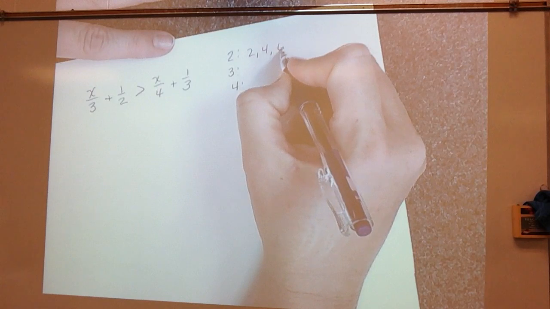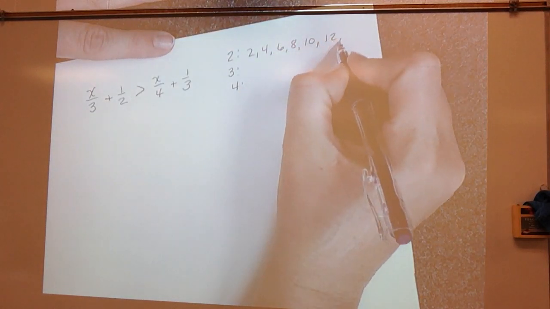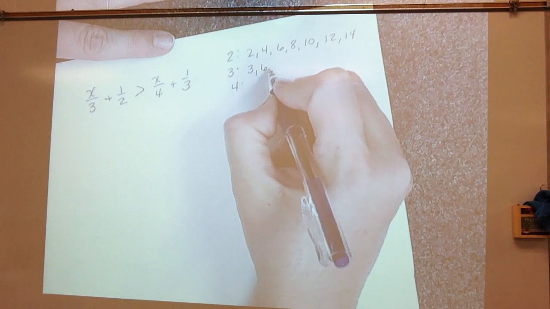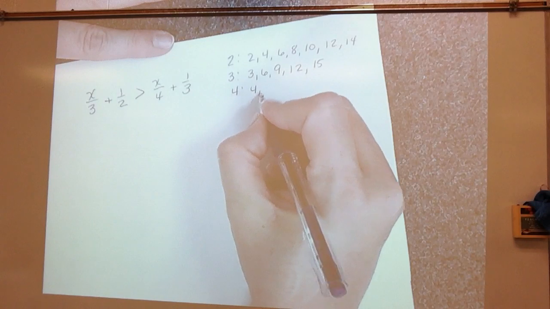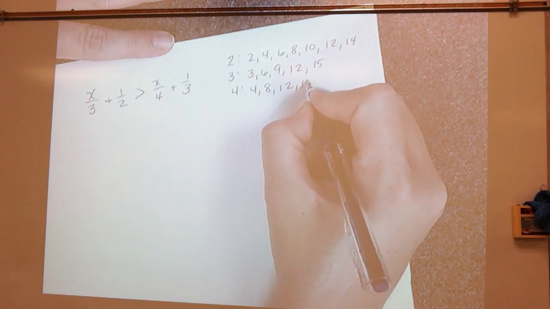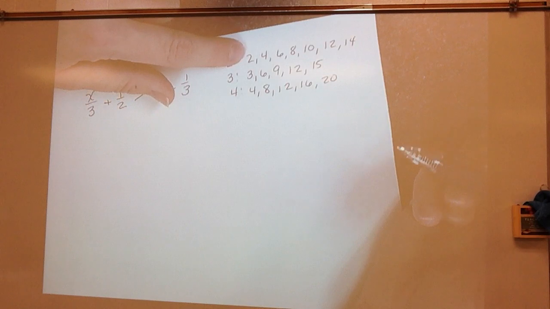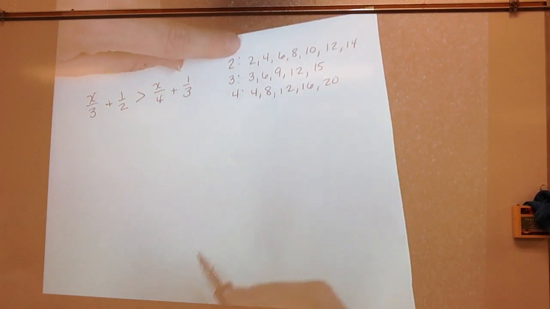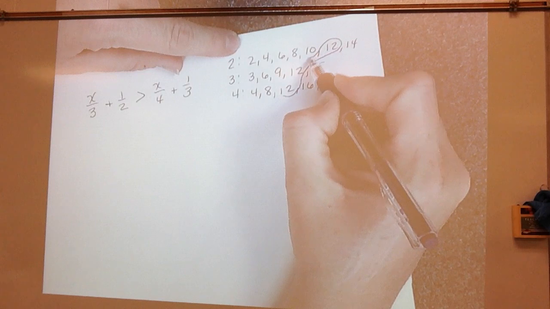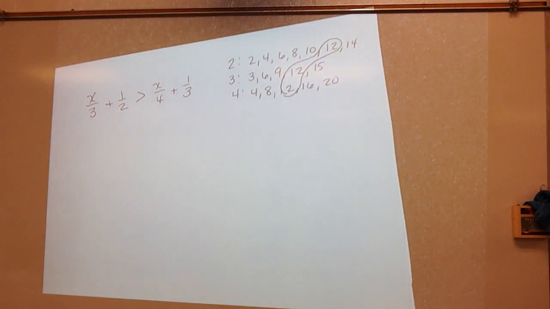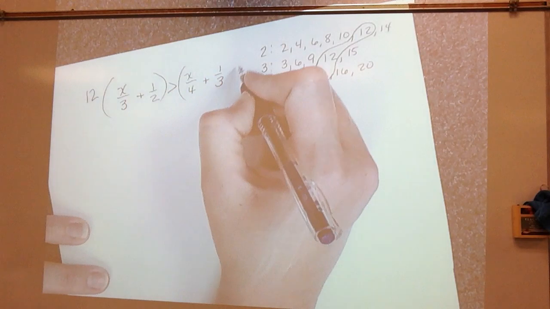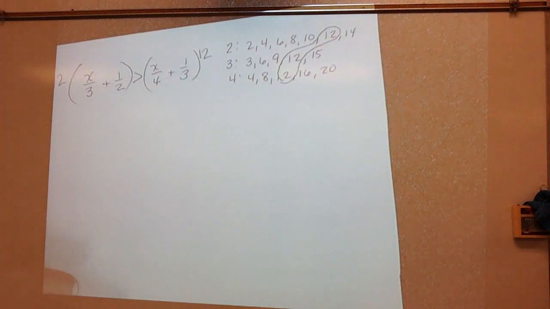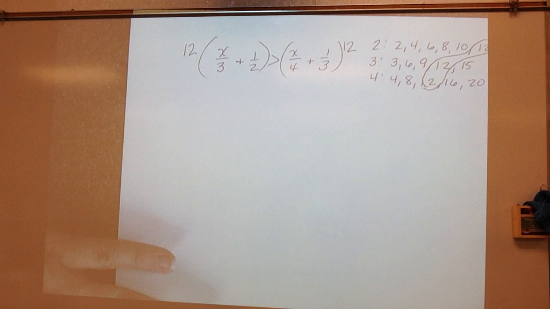So 2, 4, 6, 8, 10, 12, 14; 3, 6, 9, 12, 15; 4, 8, 12, 16, 20. Start looking for what they have in common. That all 3 have to have in common. You're going to see that 12 is the first number that they have in common. So now I've got to come over here and multiply everything times 12. All right, multiplying everything times 12.